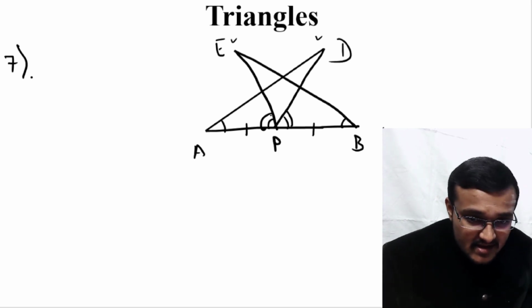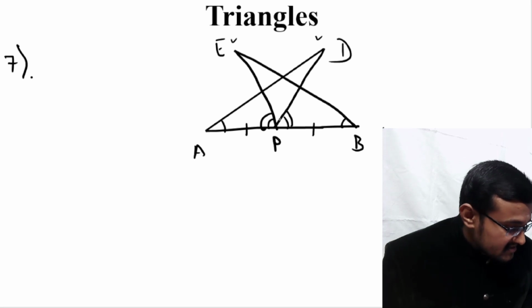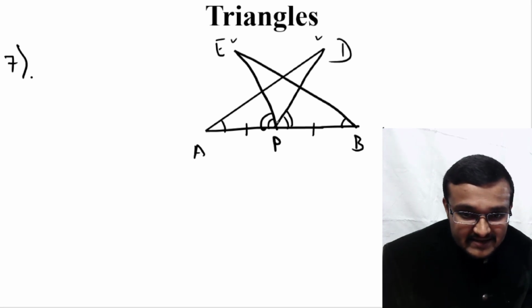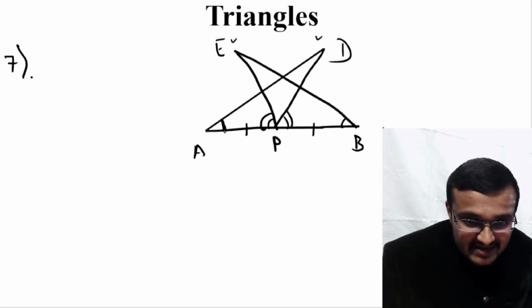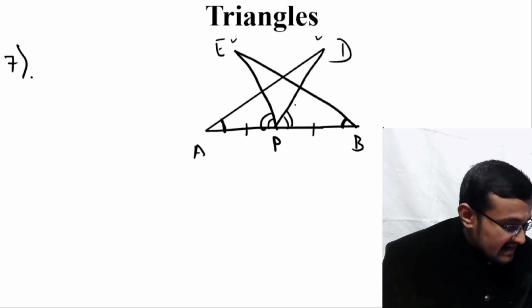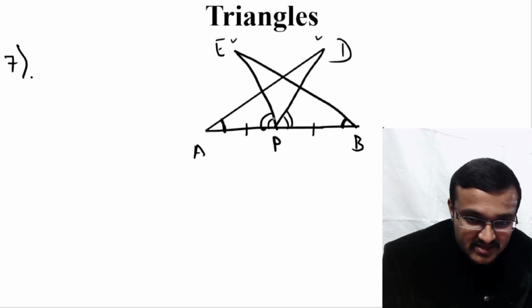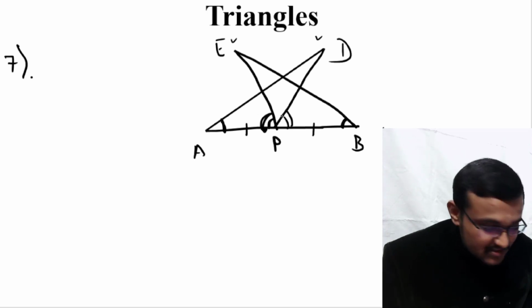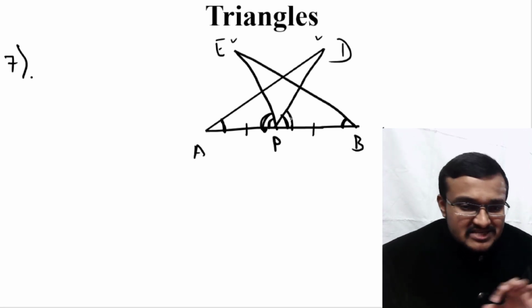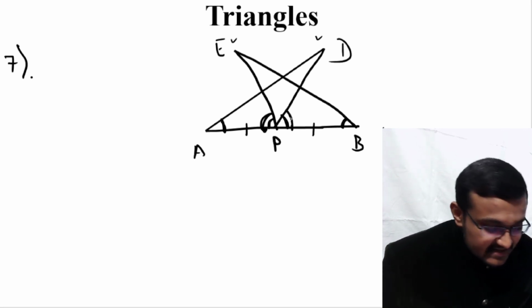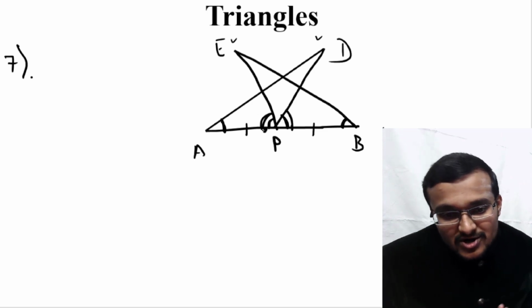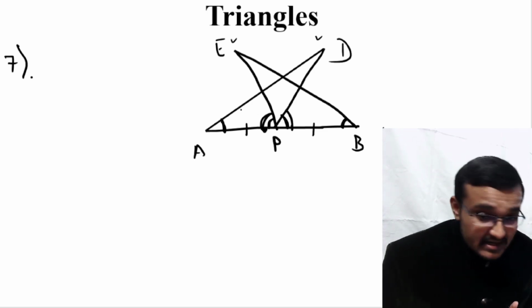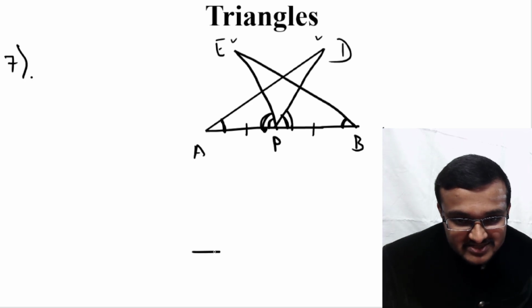Such that here they have given angle BAD. So this particular angle BAD is equal to ABE. So that is this particular angle. And EPA. So this particular EPA angle is equal to DPB. So that is this particular angle. So based on this data, you have to prove triangle DAP is congruent with triangle EBP. So that means basically we have to prove these two triangles are congruent.